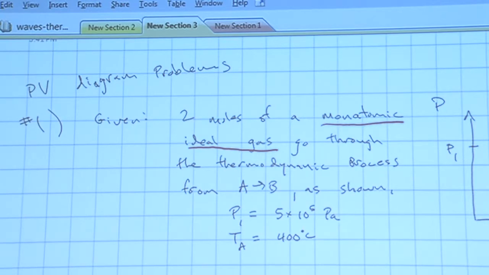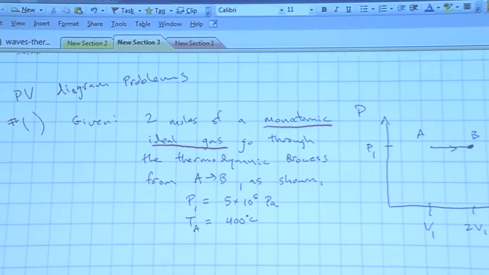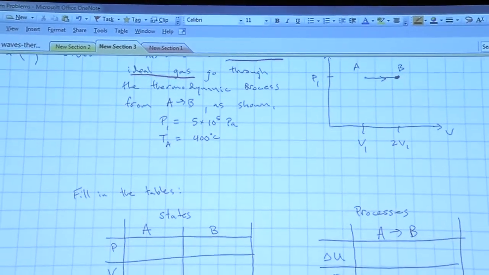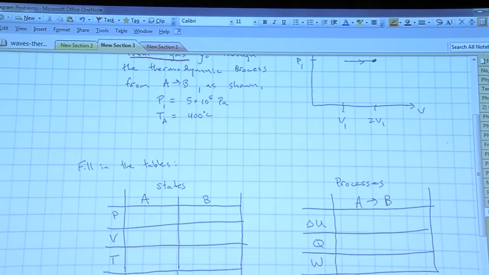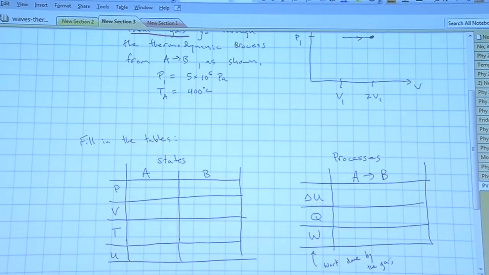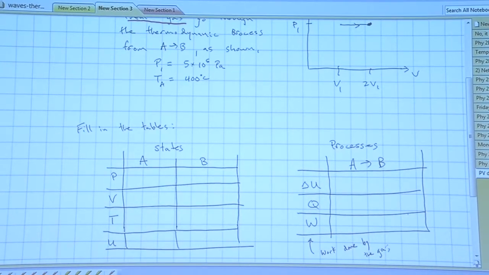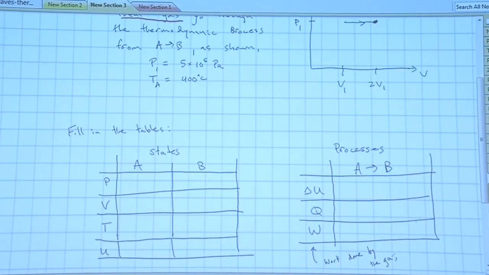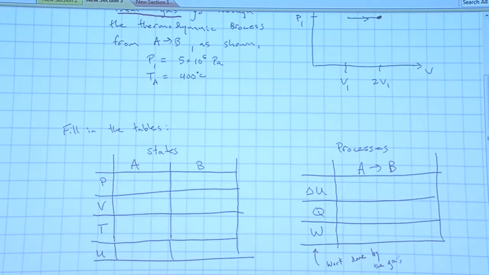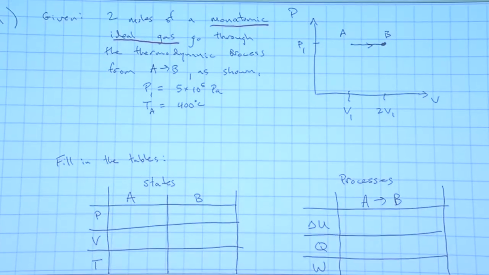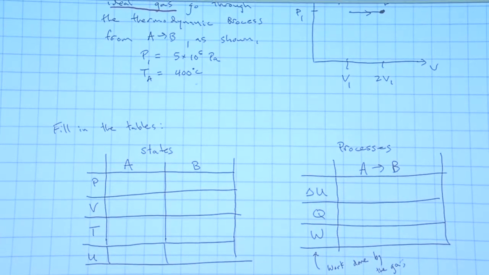And we're going to fill in everything we can. We're going to figure out everything we can about this, both the states and the process going from A to B. So first of all, let's fill in what we know. The pressure at A, 5 times 10 to the 5th pascals.